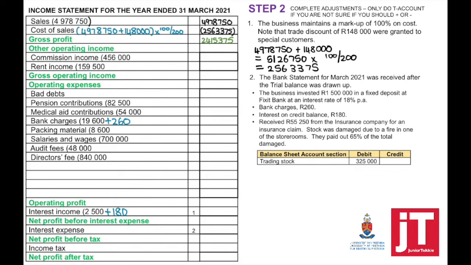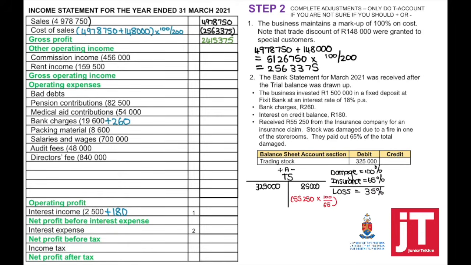And to calculate that, we need to use our updated trading stock balance. And this is a common mistake we make in exams and tests. We use the amount from the pre-adjustment trial balance when comparing it to the physical stock take. But now there was an adjustment to that trading stock. So make sure that you calculate that figure.